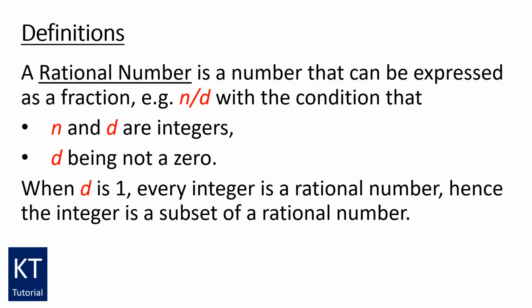Having spoken about fractions, a rational number is a number that can be expressed as a fraction consisting of a numerator and a denominator with the condition that the numerator and denominator are integers and the denominator being not a 0. When the denominator is 1, every integer serving as the numerator would be a rational number. Hence, the integer is a subset of a rational number.